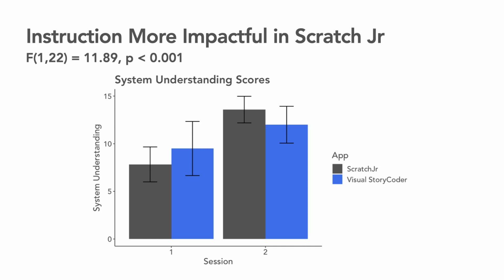Interestingly, though, there's also a significant interaction between app and session. We see that children using Scratch Junior had a larger increase in understanding after receiving instruction, whereas this was not so much the case with Visual StoryCoder, where the change in system understanding after instruction was much smaller. We interpret this as support for the ability of built-in instruction to teach the child about the system in Visual StoryCoder, whereas Scratch Junior really benefits from the support of an educator.